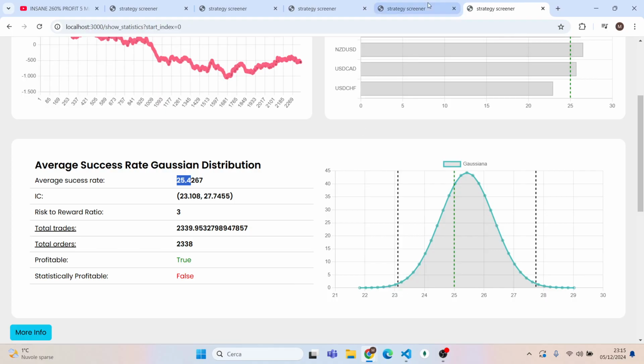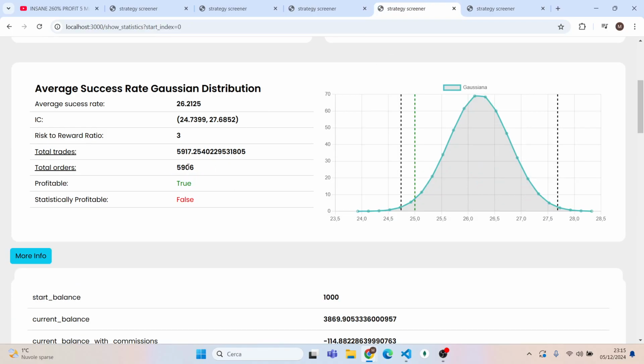But as you can see, now we have 6,000 trades. So maybe other statistical improvements can be made with such a high number of trades, and maybe with other conditions it would have performed better. I don't know. For today's video, I decided to add this condition.